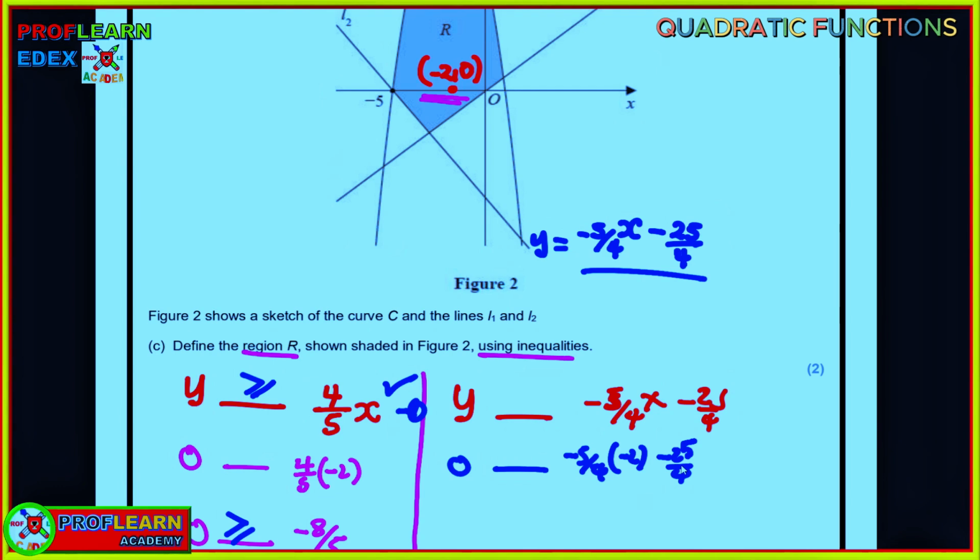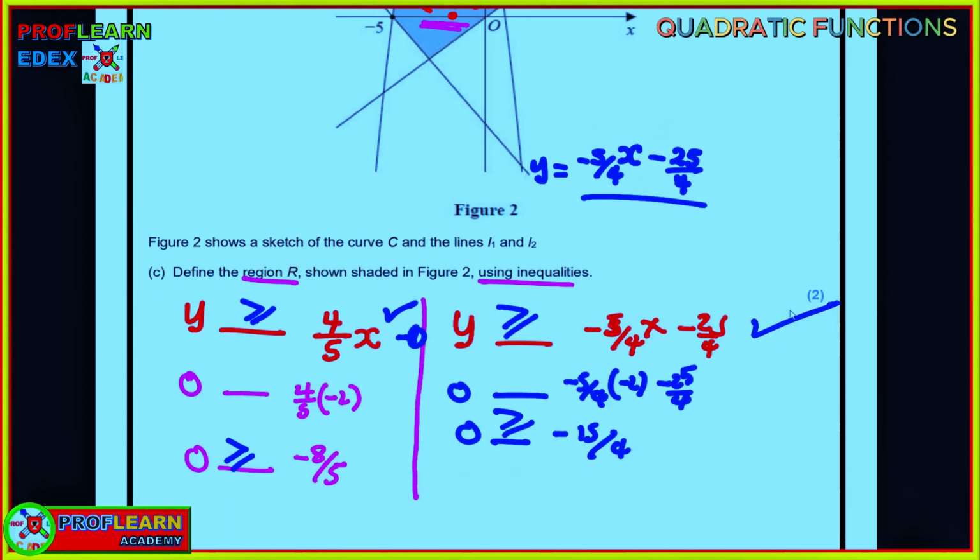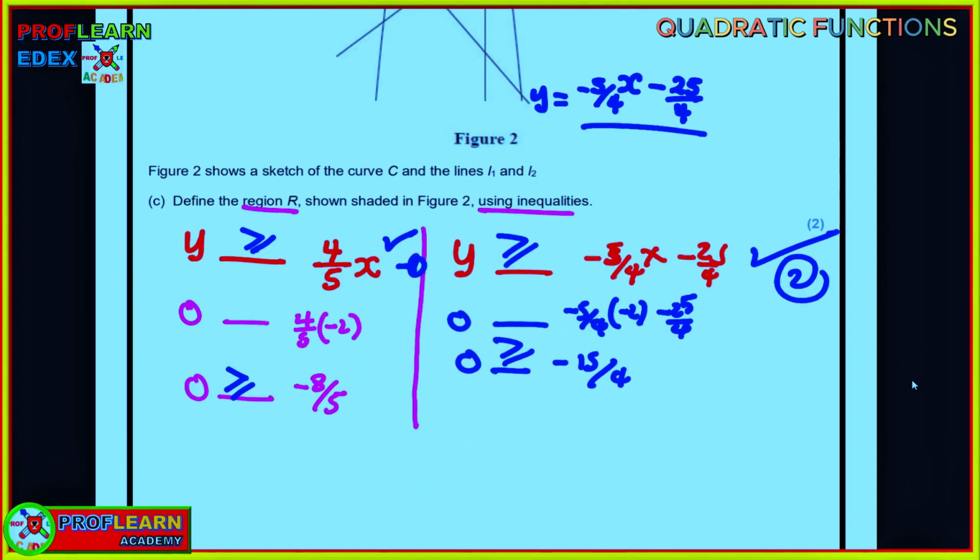-5 over 4 into -2 minus 25 over 4, and that becomes -15 over 4. So this is 0 dash -15 over 4. So basically this is also greater than or equal. So that is the second inequality we have. So we can say this is our second.